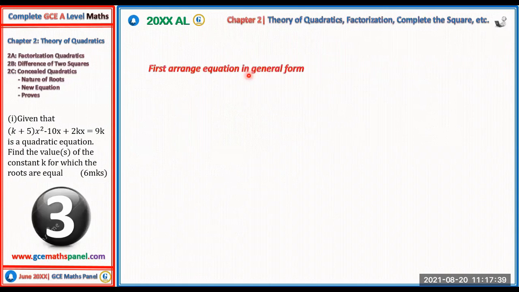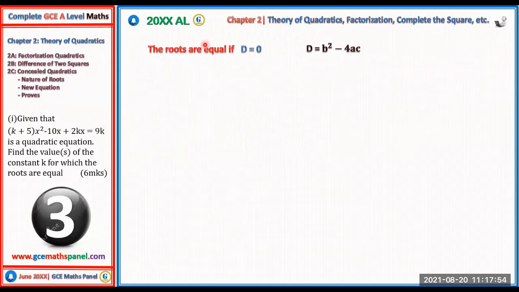Anyway, the first thing we'll do here is to arrange this equation in the general form. As you can see, we are supposed to have 0 on the right-hand side, but you have a 9k there. And this 9k is a constant term. So we'll bring it to the left-hand side. So when you hear about equal roots, you use discriminant equal to 0. But if they say that the roots should be real, we use greater than or equal to 0. If they say they should be distinct, we use greater than 0.